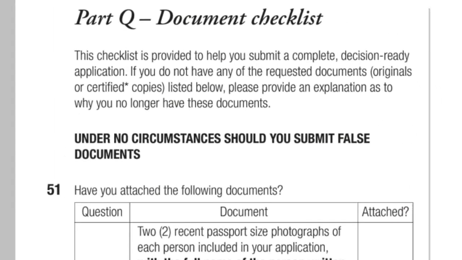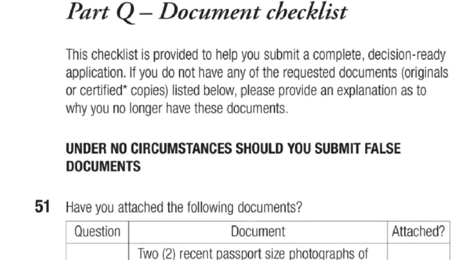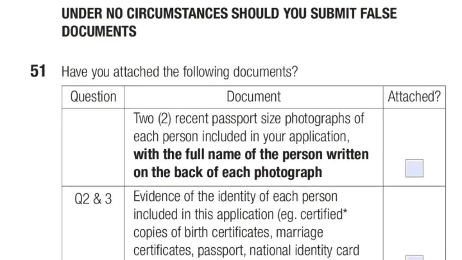Part Q, Document Checklist. This checklist is provided to help you submit a complete, decision-ready application. If you do not have any of the requested documents, originals, or certified copies listed below, please provide an explanation as to why you no longer have these documents. Read the table below and tick each document that you attach for questions.